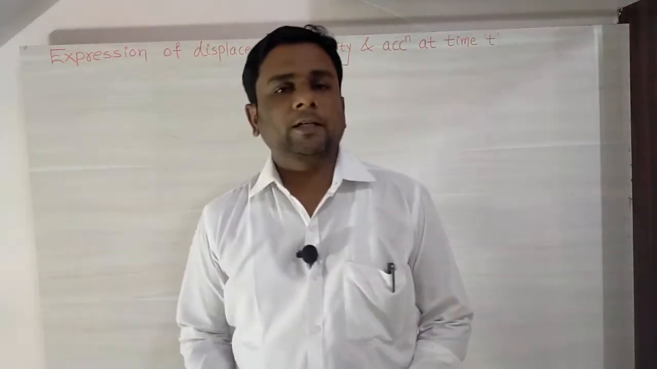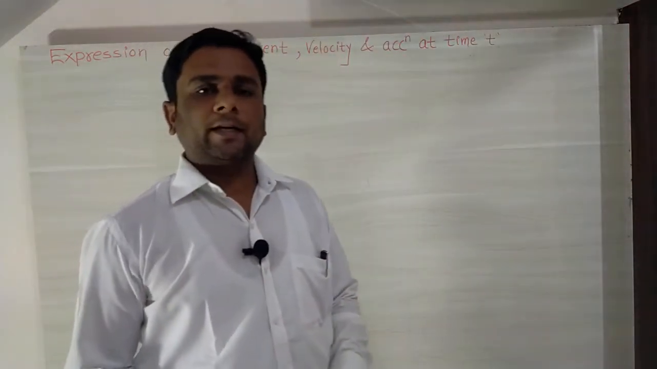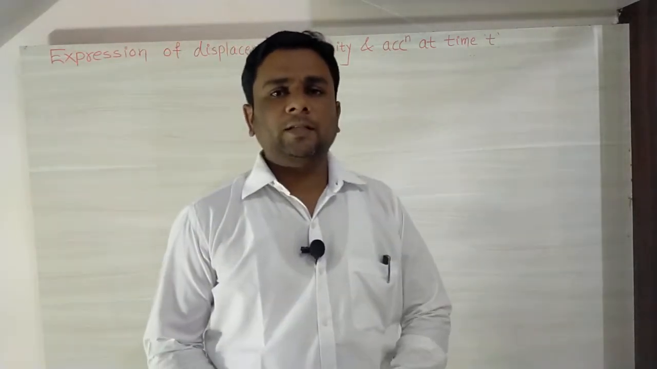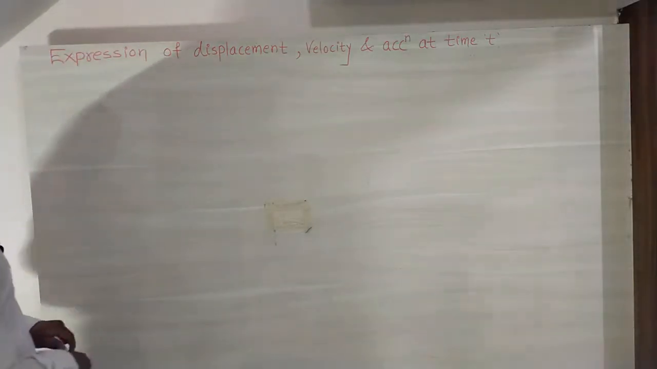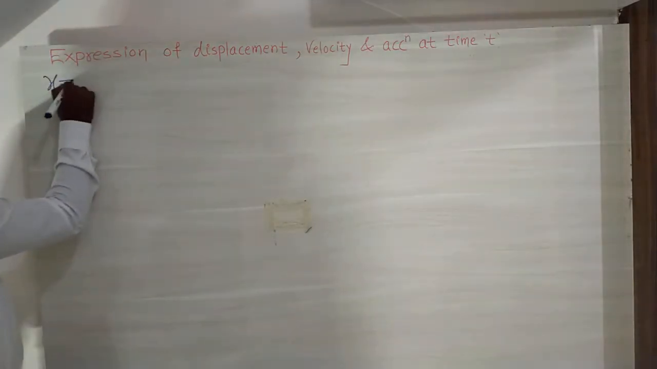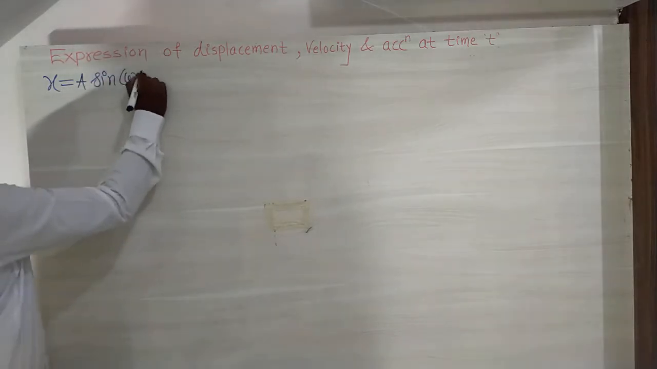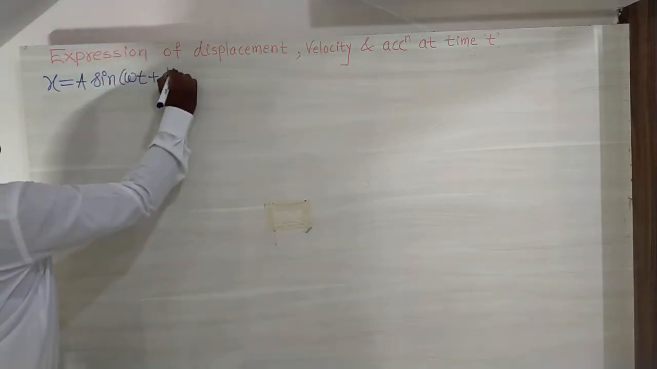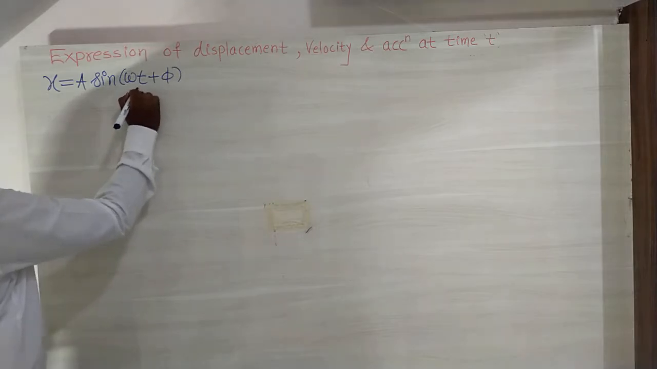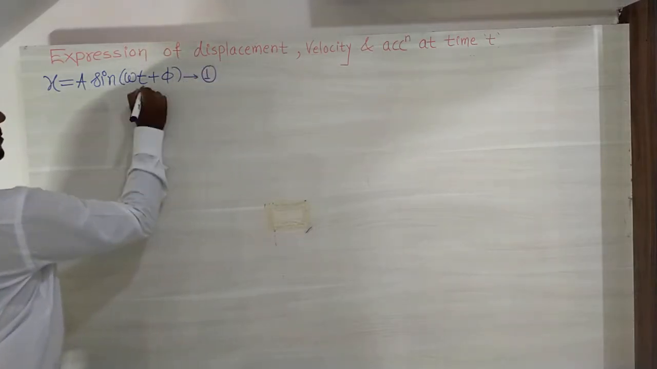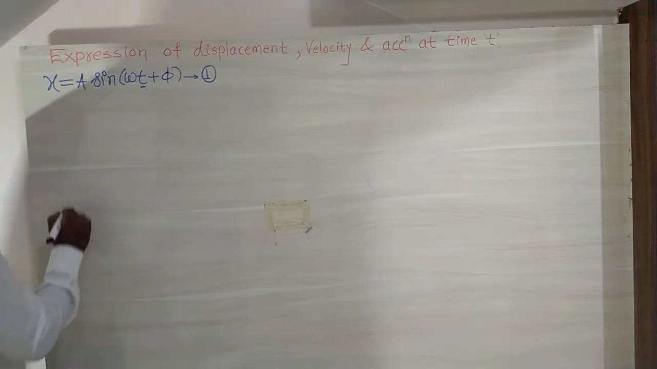Now today we see the expression of displacement, velocity and acceleration at a time t. We know that the general equation of displacement is x equals a sine of omega t plus phi. That is the general equation of displacement when your particle is performing simple harmonic motion in terms of time t. That is called equation number one.